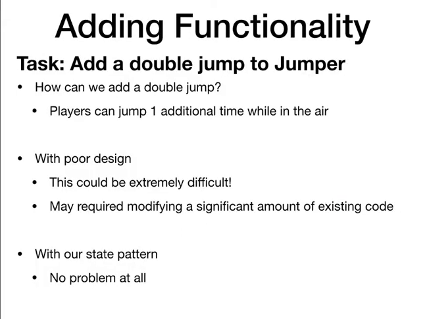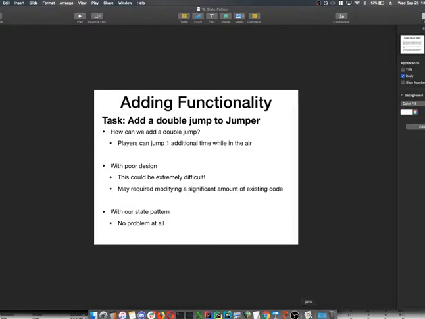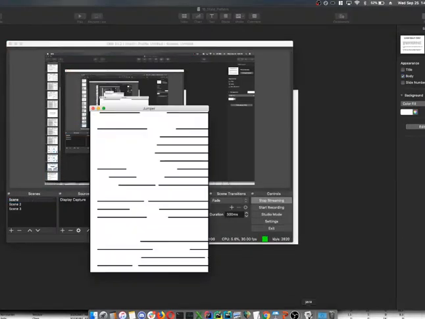One of the big things I advertise with the state pattern is that it's easy to expand your code, it's easy to add new functionality. So let's do that. We have our 5 states, and I want to add a double jump to the game. If you're not familiar with games, double jump is while you're in mid-air, you can jump one additional time. So if I jump, I'm in the air, I can jump one more time, but I can't jump again after that.